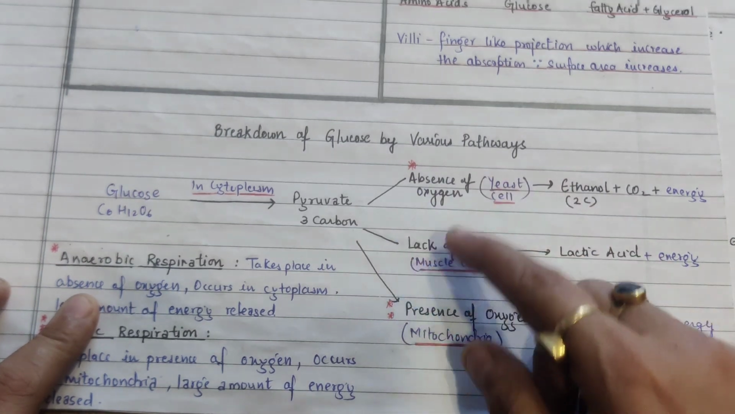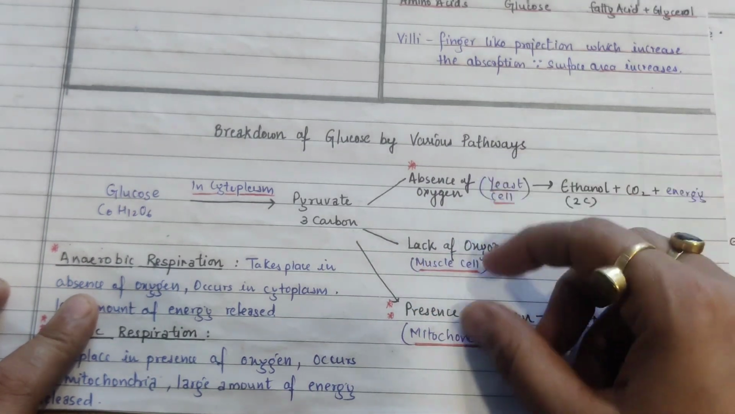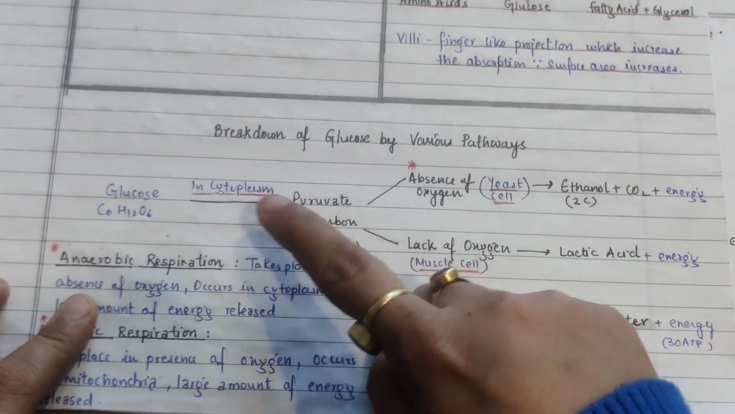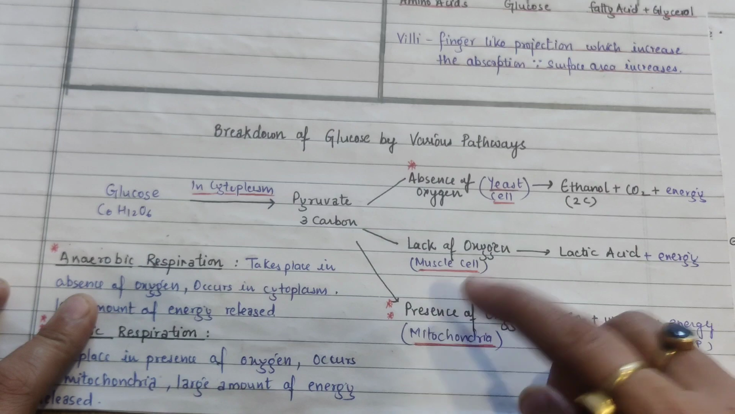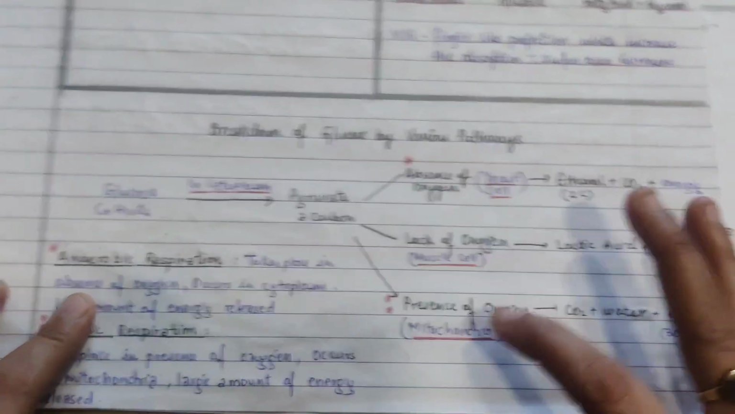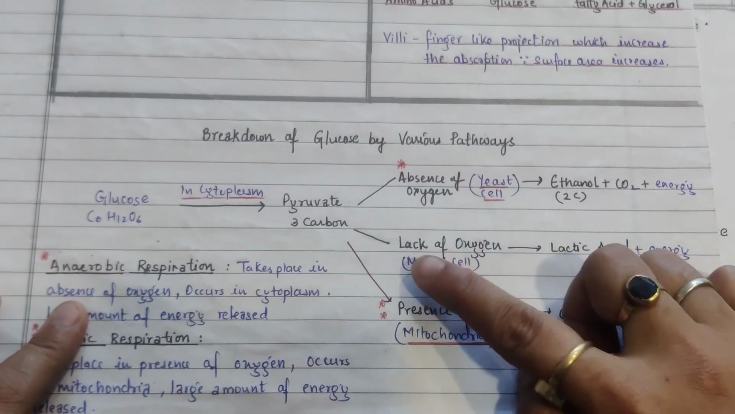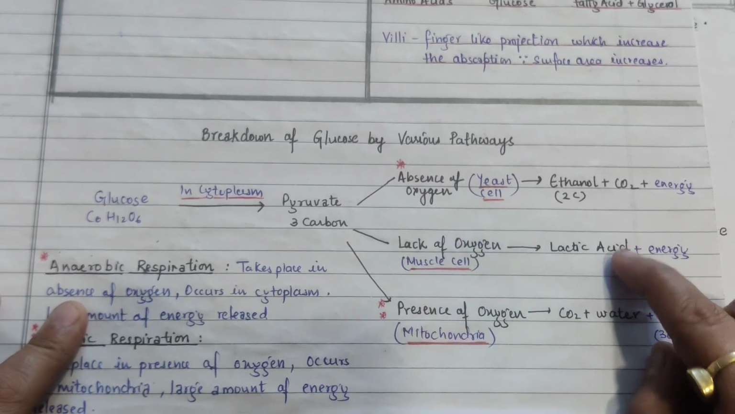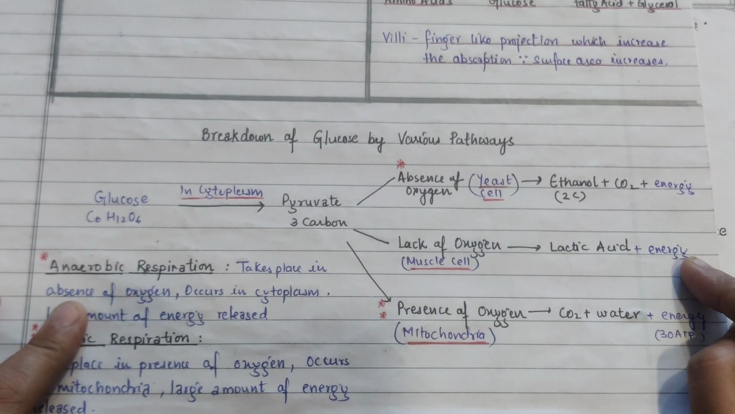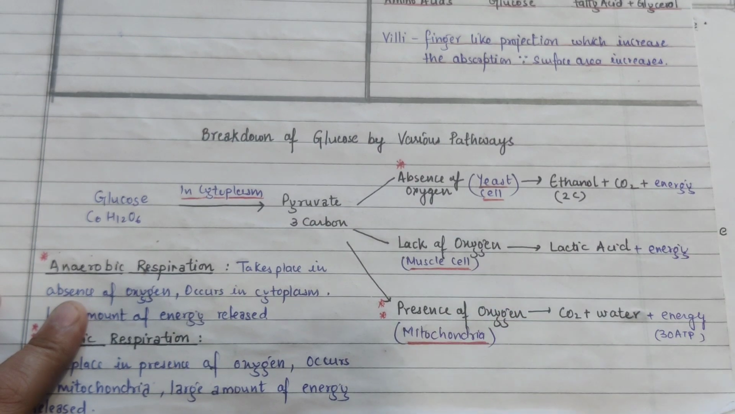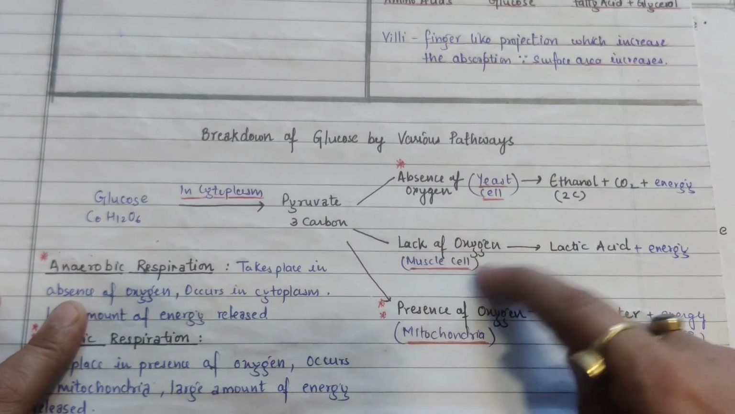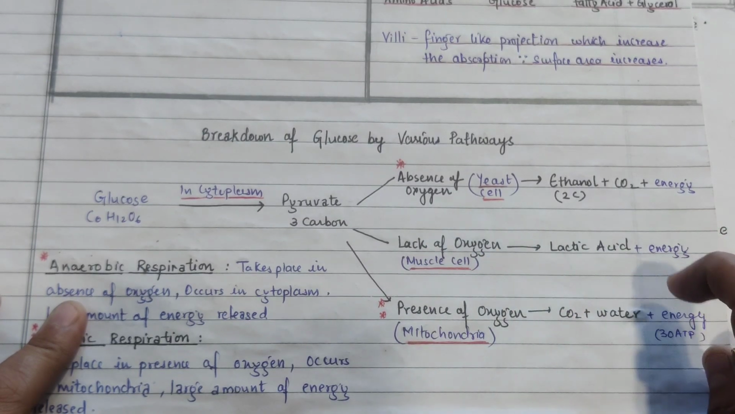Now what happens if there is a lack of oxygen? It is not absent, it is a lack. So it takes place in the muscle cell. These points are very important. The ones underlined here are easily framed in MCQs. So in the lack of oxygen, glucose is converted into lactic acid; it's just a trick to learn, L for lack, lactic acid, and energy. So why does a person feel cramps after heavy muscular exercise? The reason is that there is a lack of oxygen in the muscles, leading to the formation of lactic acid.